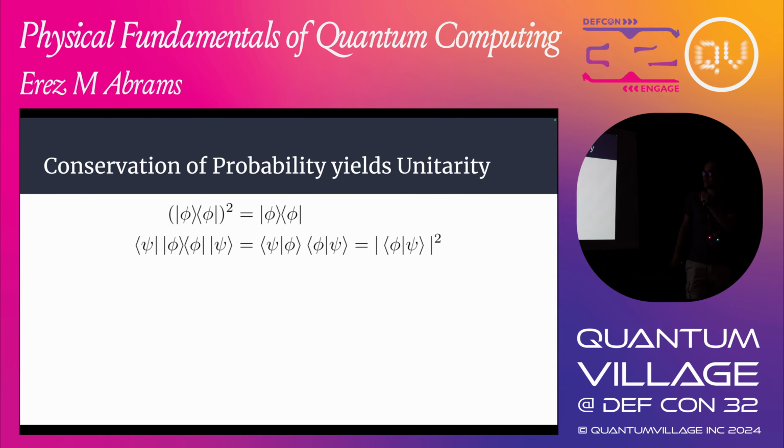And this dyad is quite nice because if you square it, you get back the original, because that's going to be ket psi, bra psi, ket psi, bra psi, and this middle term would disappear because the norm is 1. So that means that this dyad is a projection operator. It projects down onto the component of the wave function that corresponds to phi.